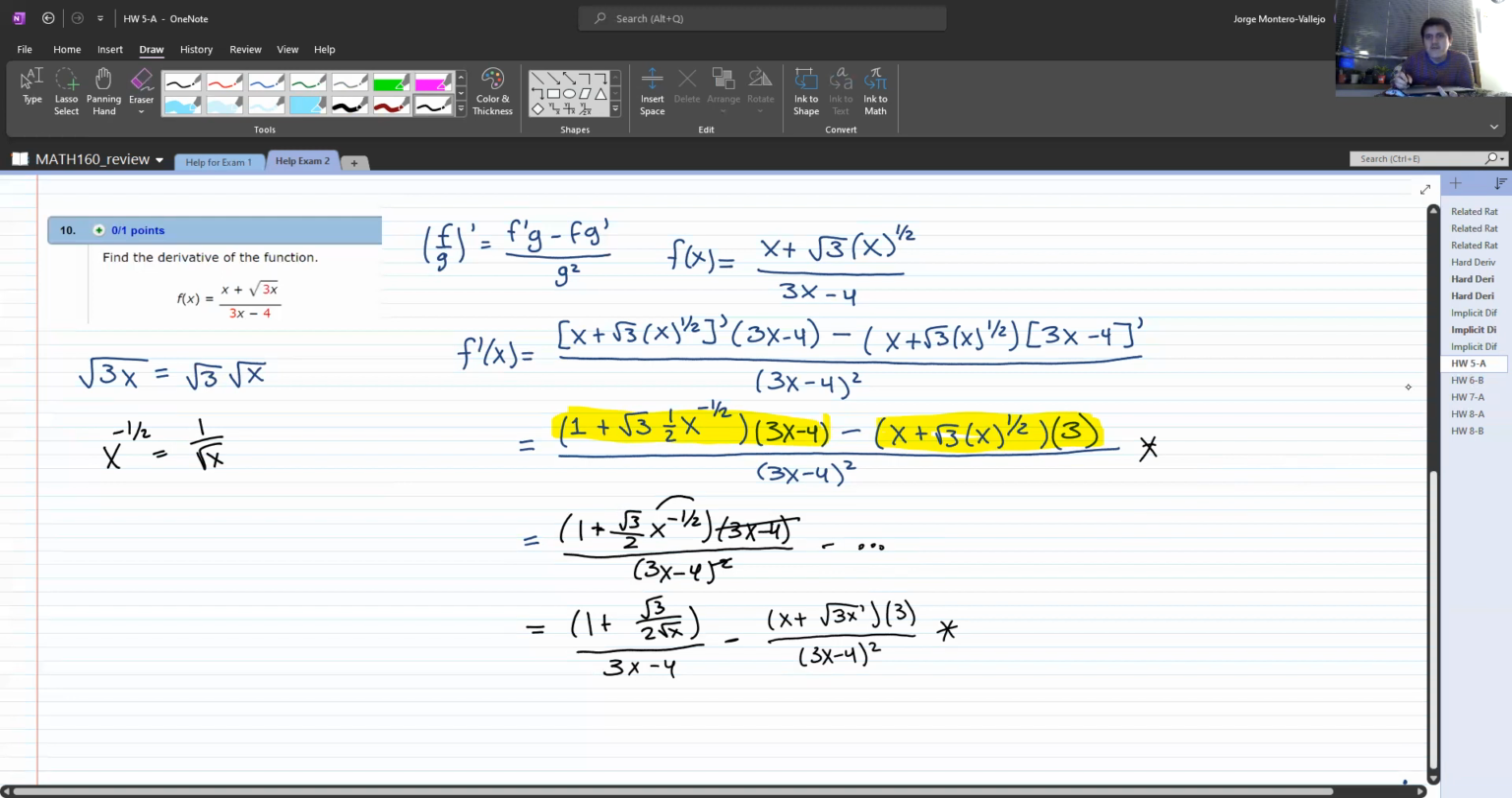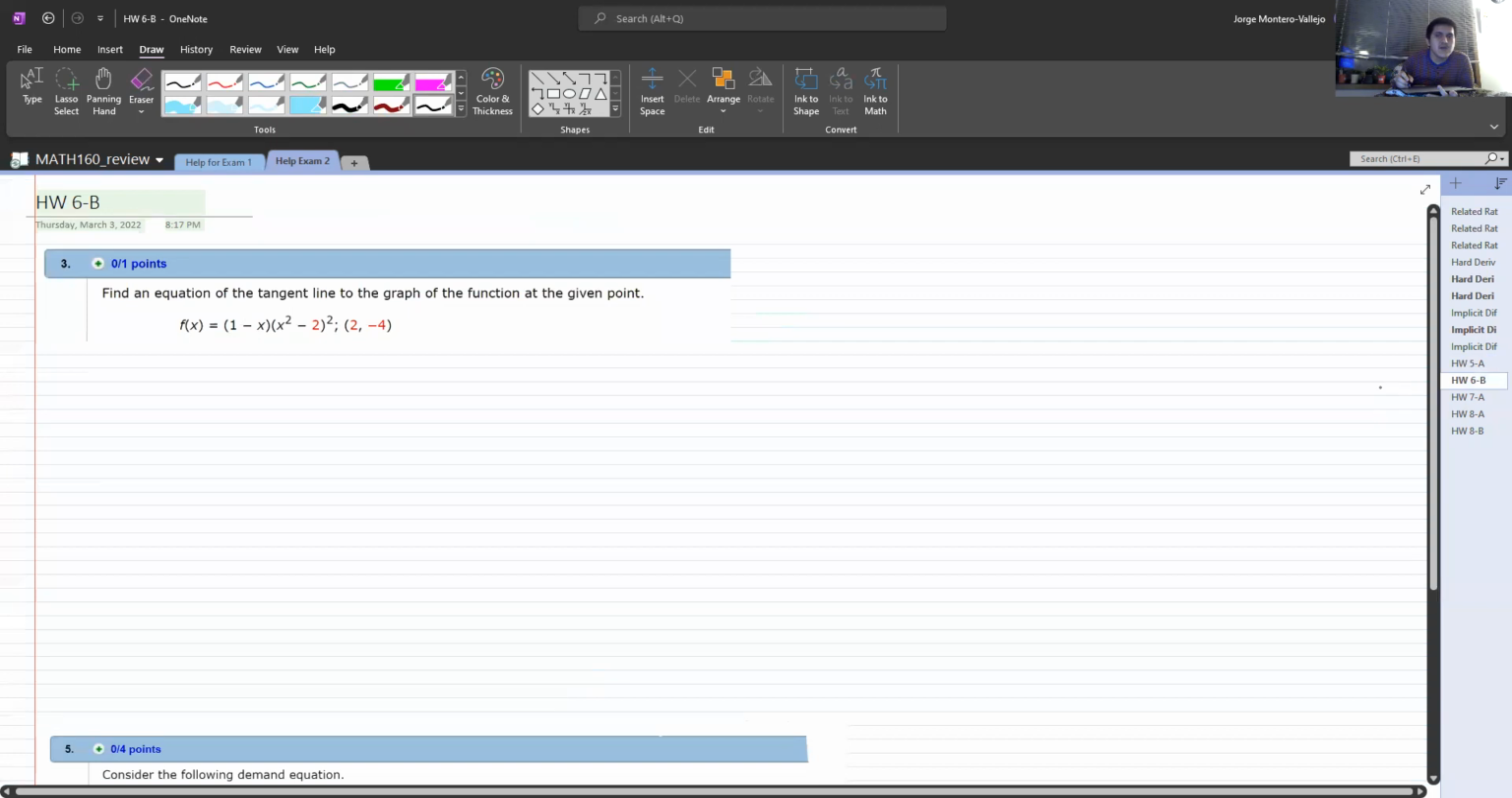Now for homework 5B, 6B, I also chose two problems, problem 3 and problem 5. Okay, so for problem 3, it says find an equation of the tangent line to the graph of function at the given point. We have done problems like this already, like a lot, many of them, right? So for this, all you need to do is take the derivative, right? First step, compute f prime of x, which you can do here.